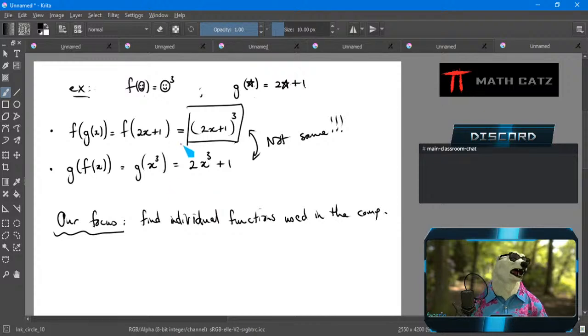I'm given the final answer. Some functions were composed to give me this. What were the original functions? That is our question, and I want to make it very clear what our question is. It's not the precalculus exercise, it's backwards.